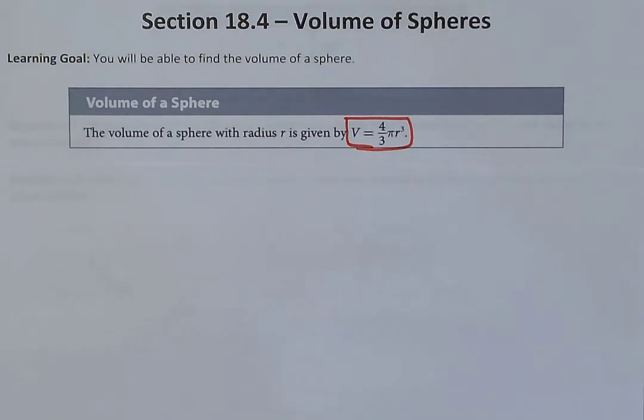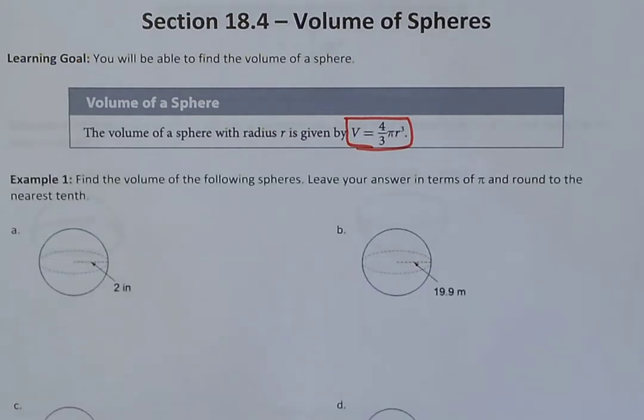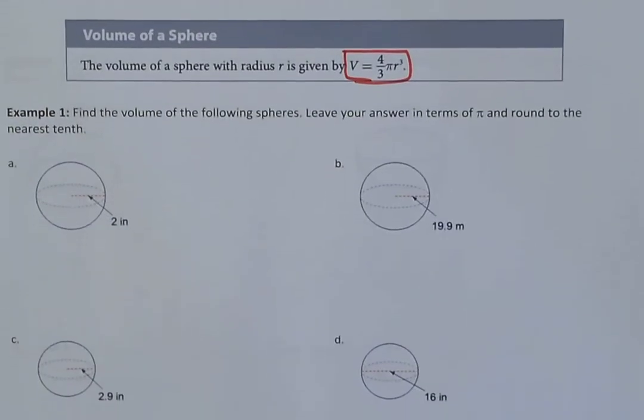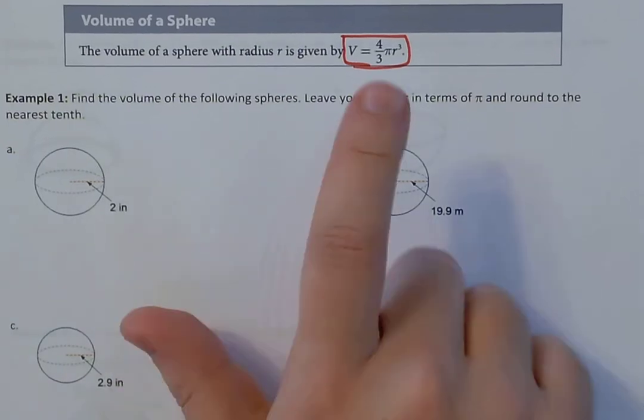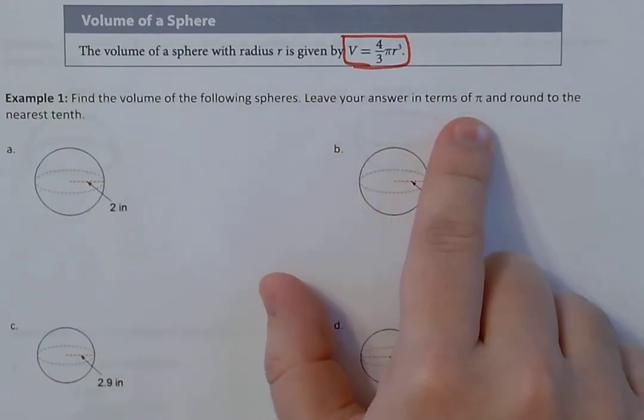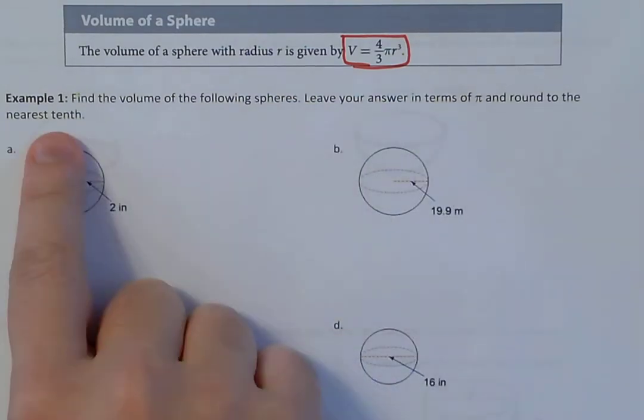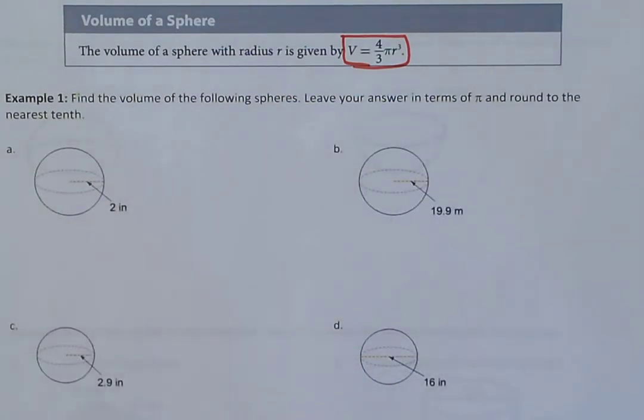So with that said, let's go ahead and jump into example 1 for today. Example 1 just wants us to go through and find the volume of the following spheres. They ask us to leave our answer in terms of pi and round to the nearest tenth. So we're going to leave an answer with pi, not multiplied in, but on the outside. And then we're going to multiply pi in and round to the nearest tenth.